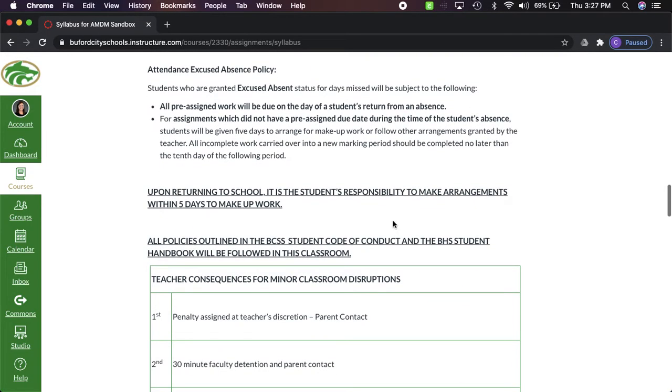The next thing to talk about is attendance. We will be taking attendance whether you're digital or face-to-face, so it's very important that you communicate to us, just like you would have done face-to-face, if you're going to be absent one day, so that we can know to give you time to make up the assignment for full credit.